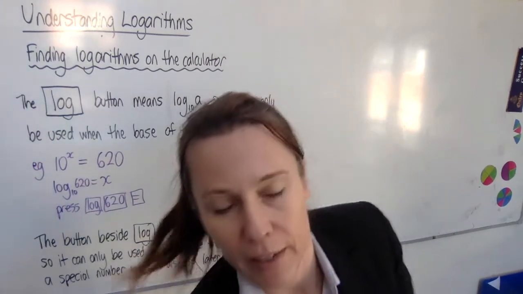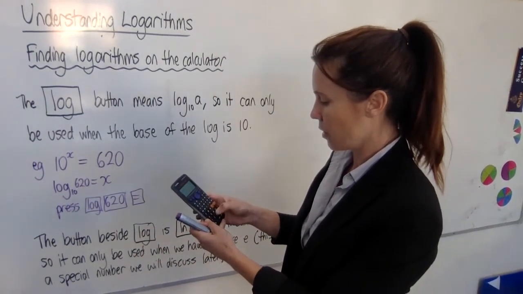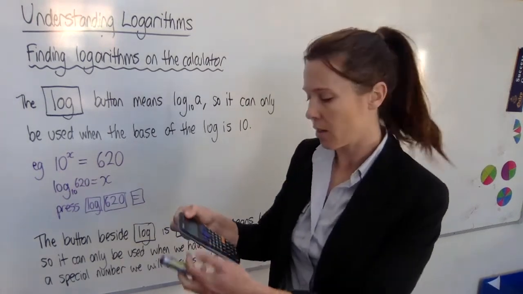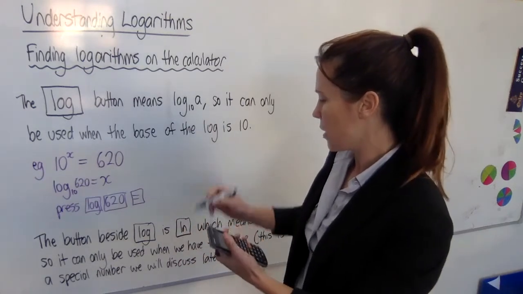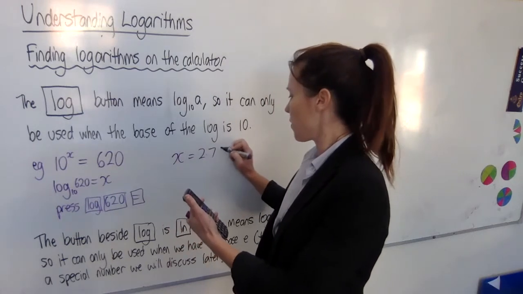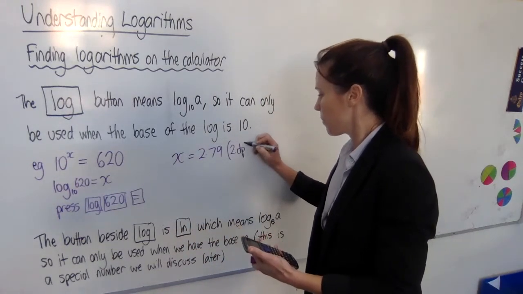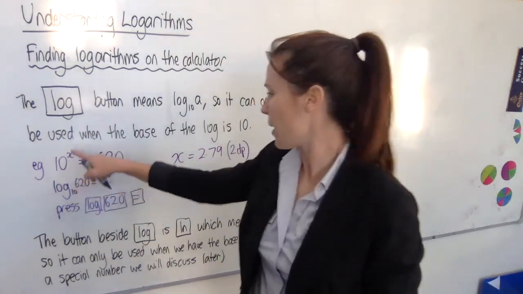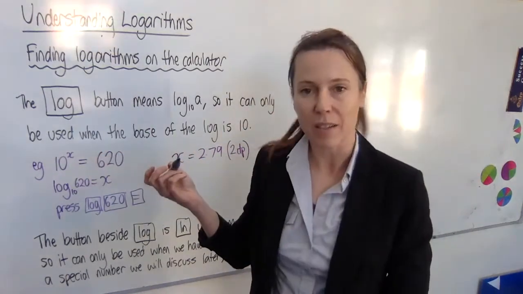So let's have a go at that together. Calculator's on, we hit log 620, and then equals, and it tells us that it's 2.79, and we're going to need to round this off. So we can say here that x is equal to, let's say, 2.79 to 2 decimal places. Oops, 2 dp. All right, now what does that mean? It means that 10 to the power of this 2.79, etc., is 620.